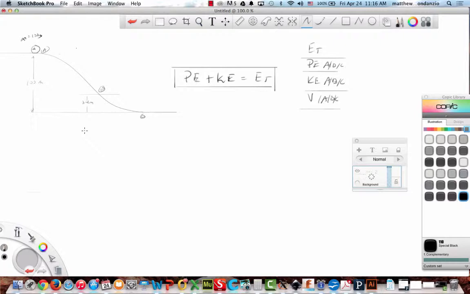Did everyone get answers? Was everyone able to complete it? Yes. Do you want me to go through it? Okay, I'm going to breeze through it quickly. PE plus KE equals total energy. For A, B, and C, Kaylee, when is this equation valid? Everywhere. So PE plus KE equals ET at A.